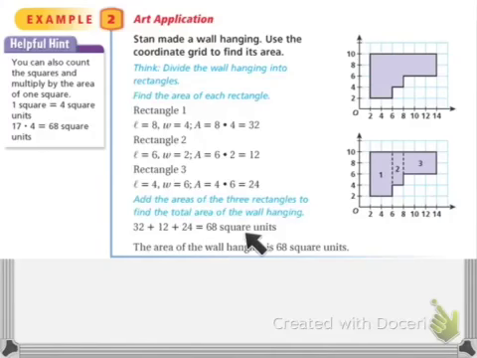Either way works. You could have divided this image in different ways. Another way that I see right off the bat is if I were to draw a line from here to here, and another one there to there. That would create rectangles. They would be different widths and lengths, but it would still get me in the end the same 68 square units.